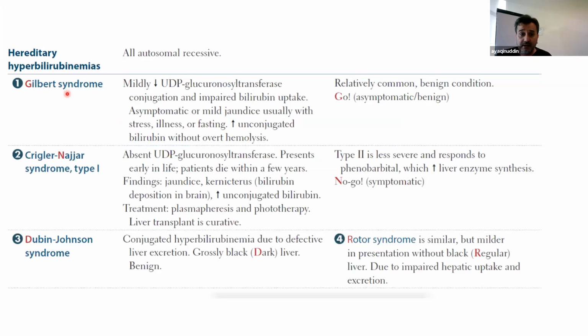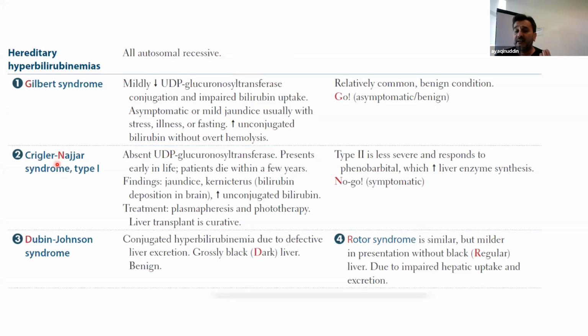So Gilbert syndrome is because you have a mild deficiency of this enzyme, which is the UDP glucuronyl transferase. So there is a problem in conjugation or impaired conjugation. But you would only have symptoms when you are under stress. You have fever or illness or infection, then there would be raised unconjugated bilirubin. So this is a congenital abnormality where you have deficiency of this enzyme, but you would only see symptoms when you are in a state of stress, like fever or infection, that your unconjugated bilirubin is going to go up.